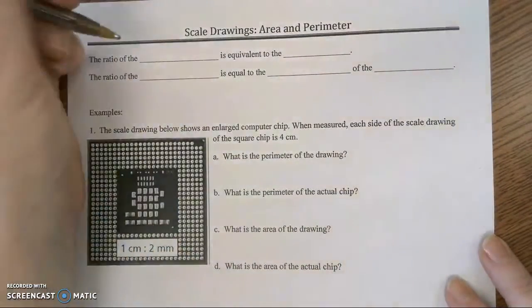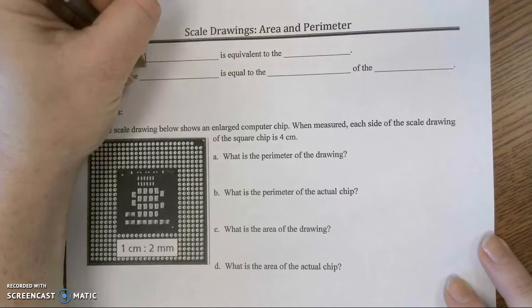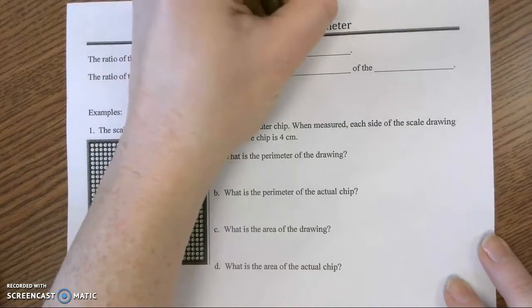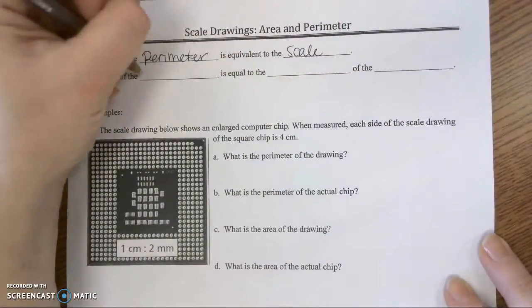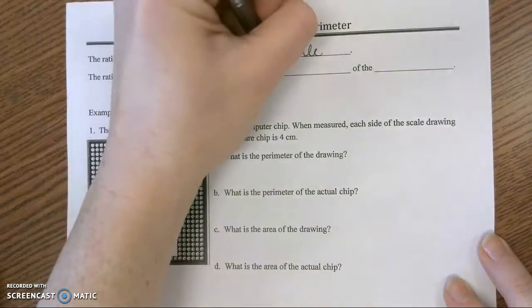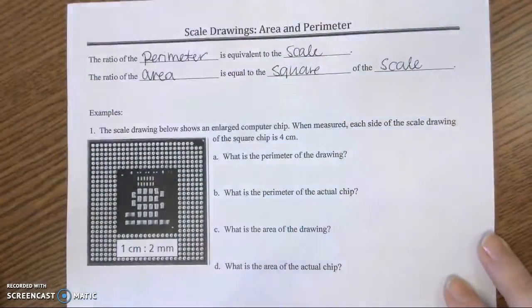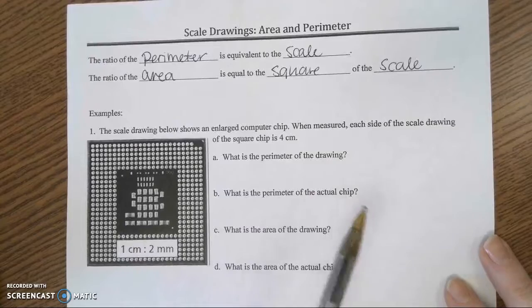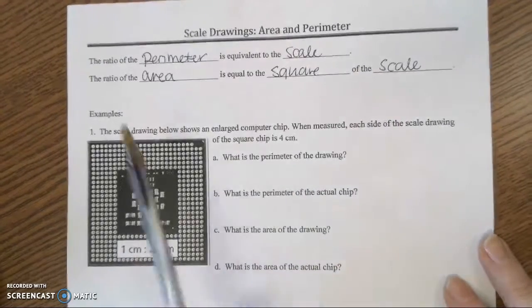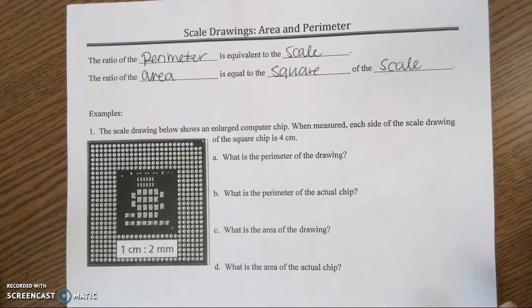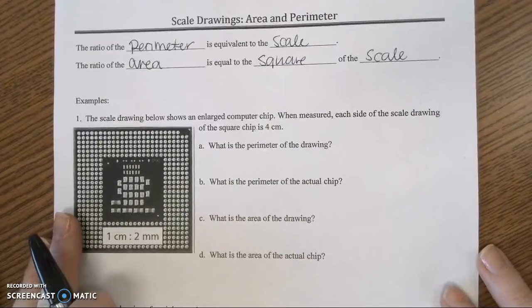All right, so up at the top it says the ratio of the perimeter is equivalent to the scale, and the ratio of the area is equivalent to the square of the scale. So there are ways for you to use the scale in and of itself to solve for the perimeter and area. We are going to solve for the missing dimensions, whether that's the actual or the model, and then solve for area and perimeter that way. So let's take a look at number one.